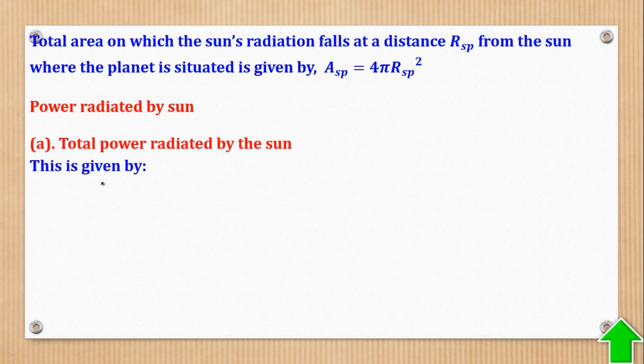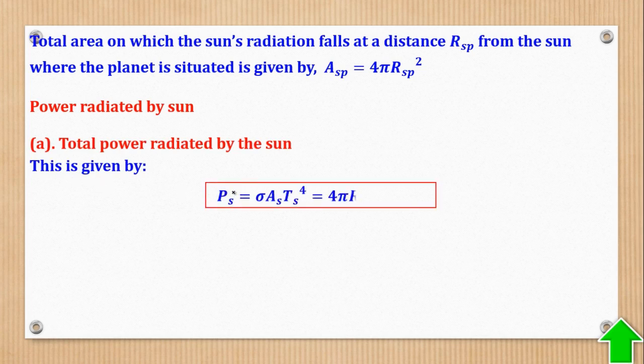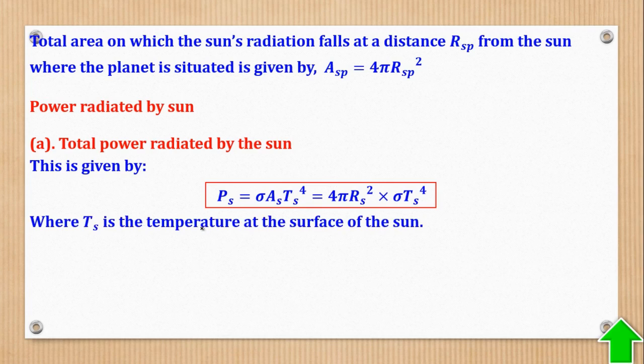So the total power radiated by the sun will be given by PS equal to Stefan's constant, surface area, and the temperature of the sun. So this AS is the surface area of the sun, and this Ts is the temperature of the sun. And this surface area of the sun, you have already seen that it is 4 pi Rs squared. So this is the expression for the power radiated by the sun, the total power. So Ts is the temperature of the surface of the sun.